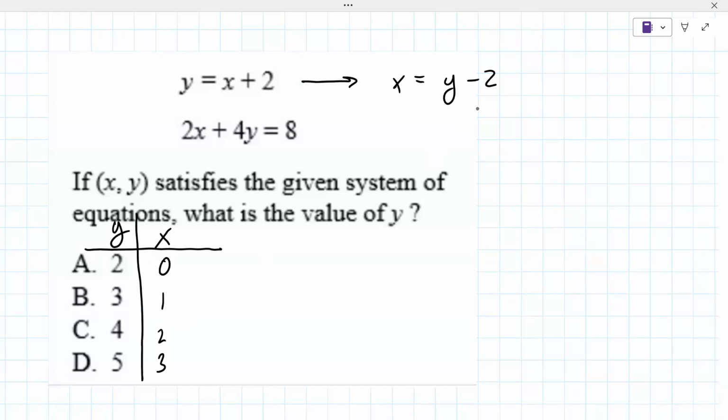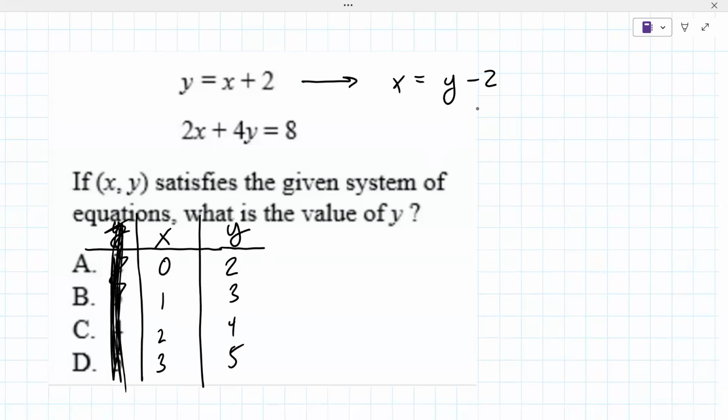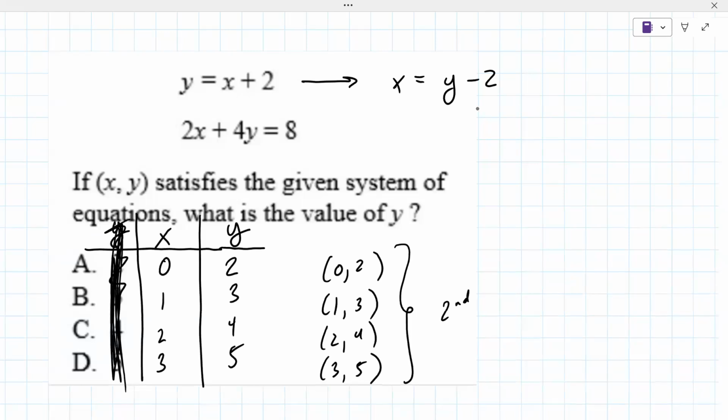Now we're used to it being x comma y, x then y. So I would actually rewrite all the y's and then cross this out. So now we're looking at the ordered pairs 0 comma 2, 1 comma 3, 2 comma 4, and 3 comma 5. You're going to try these in the second equation and see which one works. So I'd like you to do that. You can start from the first, the bottom, the middle, whatever you want, but try these and tell me which one is the right answer.